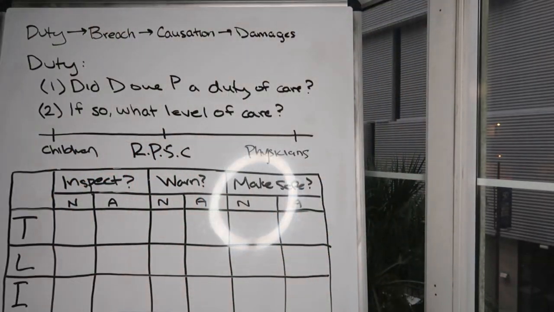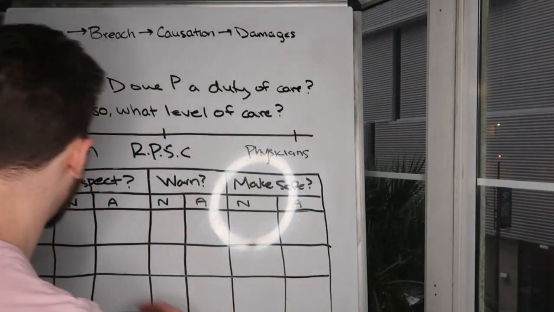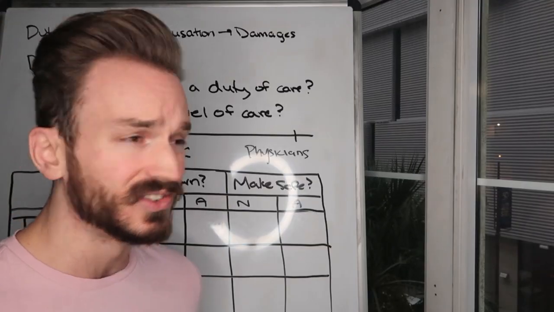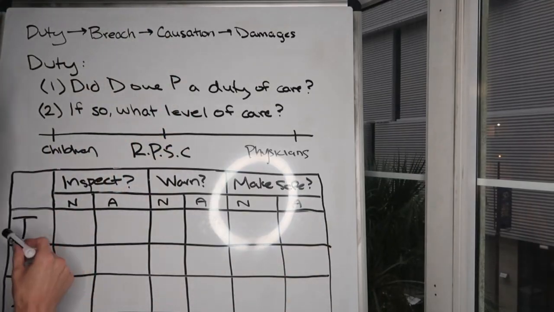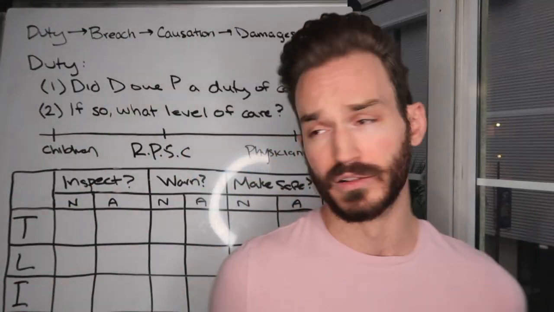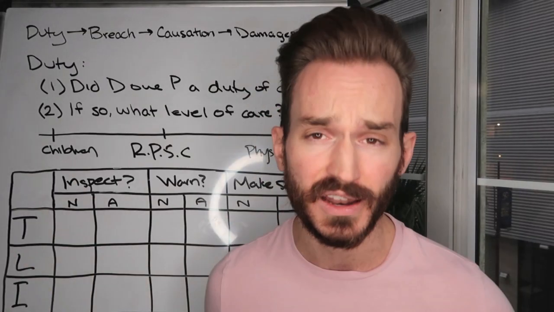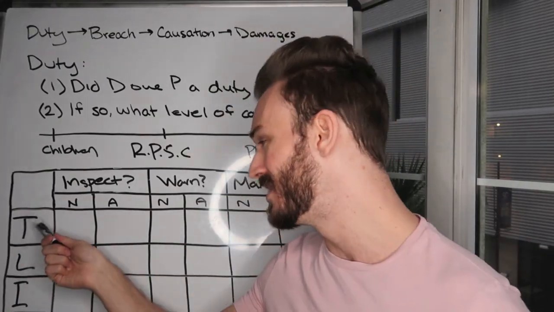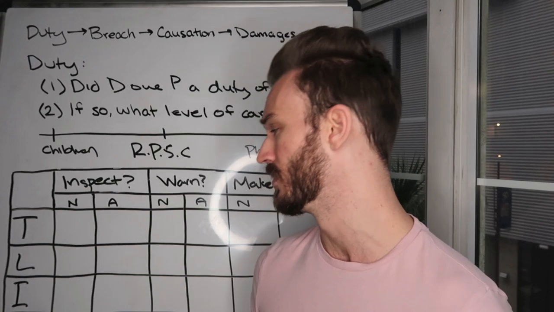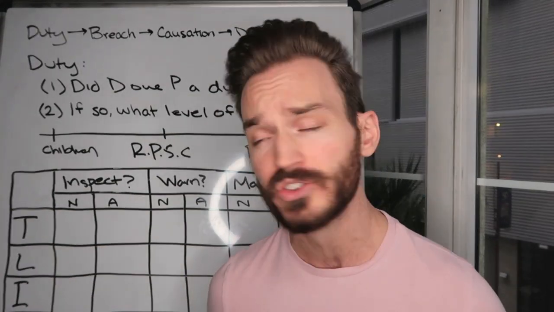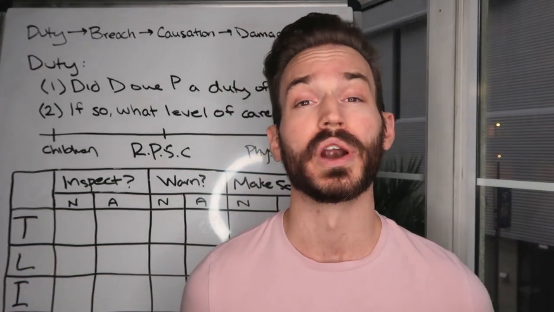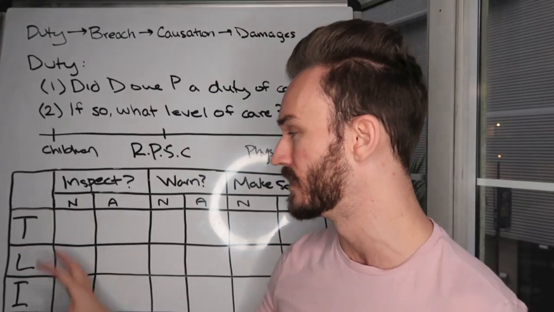Okay, but let's break this down even further. Imagine that you're not dealing with a patron in your store. There are different statuses of entrance. So here I have T, L, and I listed. Here are your three main types of entrance. This T is for trespassers, this L is for licensees, and this I is for invitees. And it's important to understand the difference here.